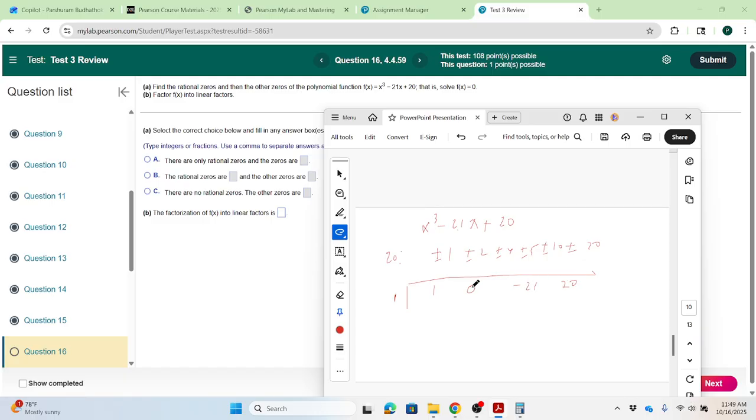So I write the coefficient of x cubed, which is 1. There is x squared missing, so the coefficient of x squared is 0. Negative 21 is the coefficient of x, and 20 is the constant. You bring 1 down here. 1 times 1 is 1, 1 times 1 is 1, negative 20 times 1 is negative 20, and the remainder is 0. So 1 is one of the zeros, so x minus 1 is one of the factors. And the rest, x squared plus x minus 20, is the quotient, which gives us other factors.